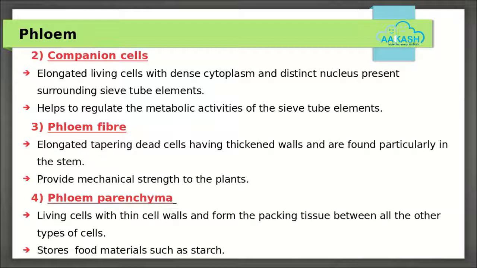Number 4. Phloem parenchyma. They are living cells with thin cell walls and form the packing tissue between all the other types of cells. They store food materials such as starch.